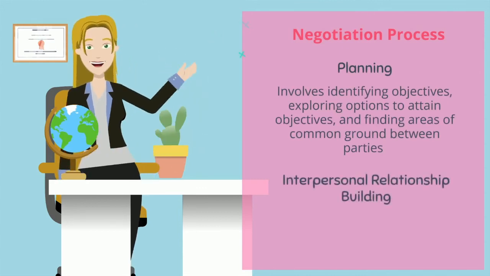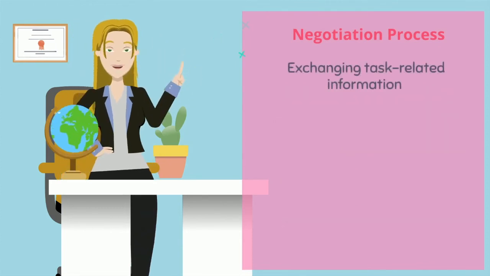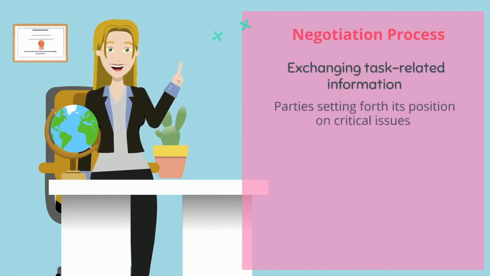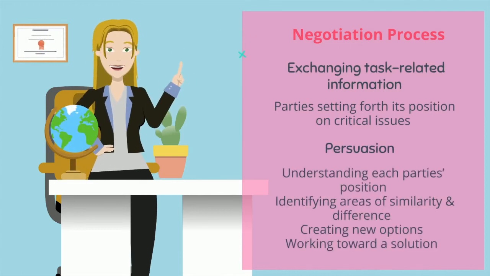Secondly, interpersonal relationship building is getting to know people on the other side. Thirdly, exchanging task-related information. Each group sets forth its position on critical issues, which will change later in negotiations. Fourth, persuasion is the most important.